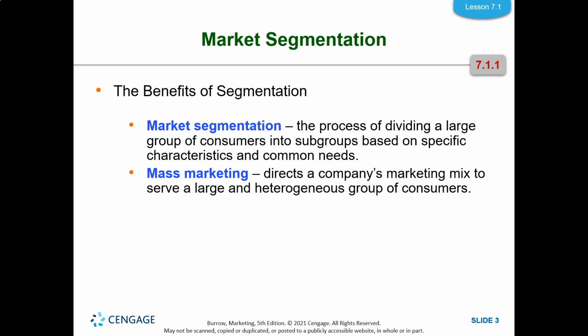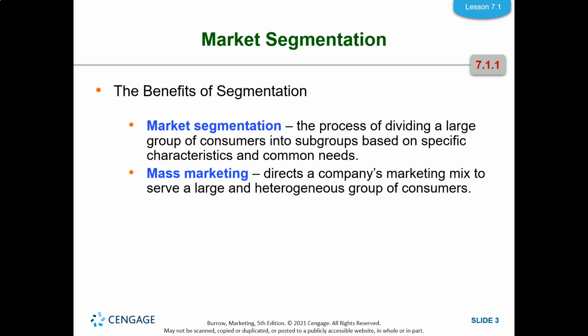So you already hopefully did the Nearpod with the vocabulary, so words that are in blue are the vocabulary words and the definitions that are after them. So we'll start with the first two, market segmentation. So the benefits of segmentation are encompassed in these two terms. So we have market segmentation, the process of dividing a large group of consumers into subgroups based on specific characteristics and common needs. So an example of that is our school.